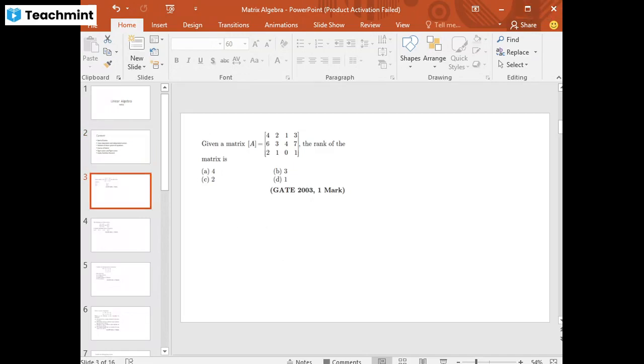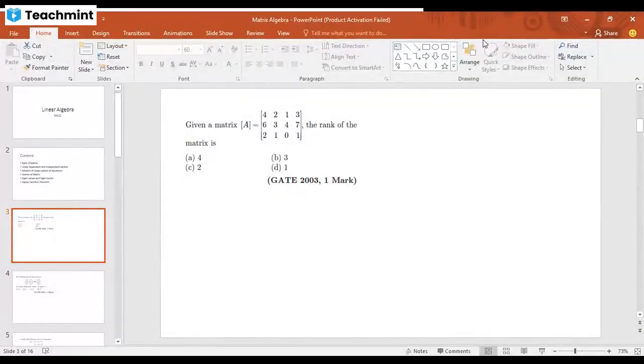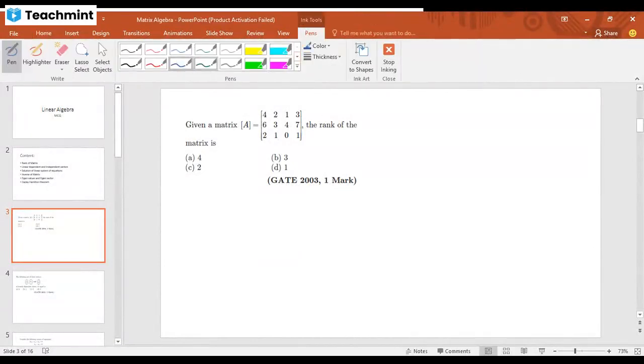Okay, so the very first question is: we are given a matrix A and we want to find out the rank of the matrix. So we are given these options. The same question was asked in the GATE examination in 2003. Let us see how we can find the solution of this problem.